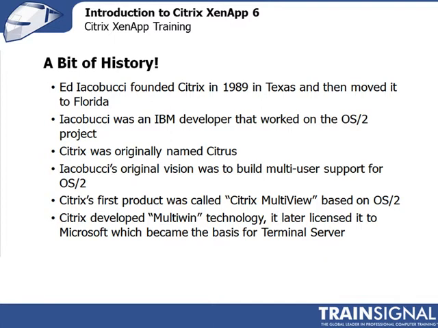Now, for numerous reasons, OS2 didn't take off. There was no support from either Microsoft or IBM in the marketplace. It didn't take off. So what ended up happening is Windows started to become more popular. And as such, Iacobucci decided that he wanted to build the next generation multi-user support on the Windows platform. And thereby, Citrix developed a technology called Multiwin. Multiwin, in essence, is the grandfather of Terminal Server.